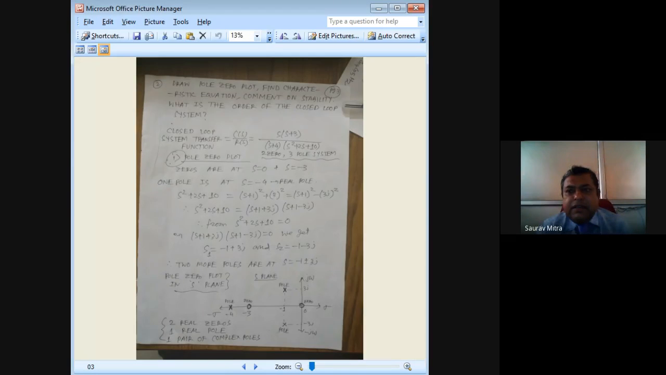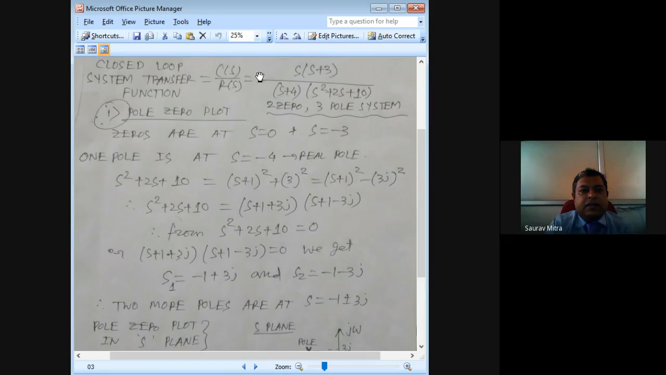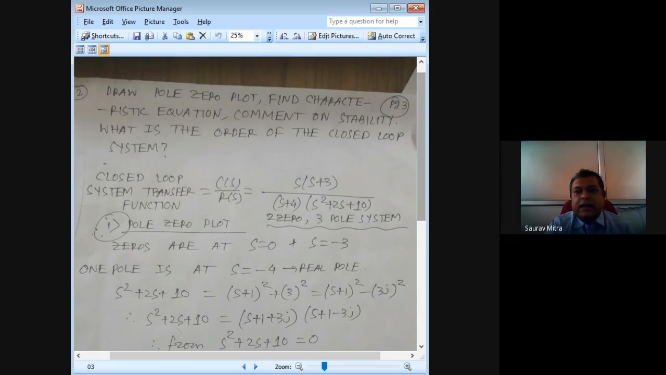Okay, so just check, I think it is visible. So it is saying that draw the pole zero plot of the transfer function which is given. So I'll make the numerical a little bigger, and I think it is now easily visible. So draw the pole zero plot. You can take the screenshot of this.